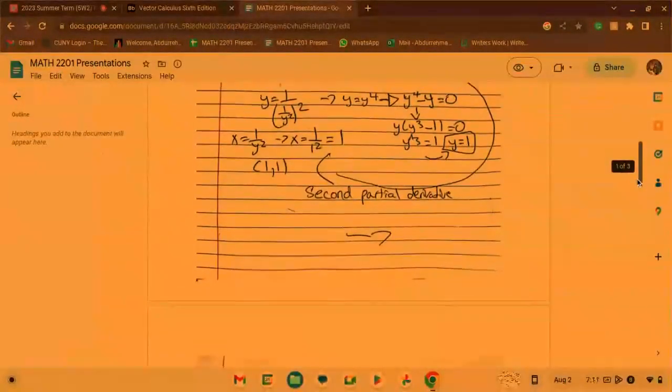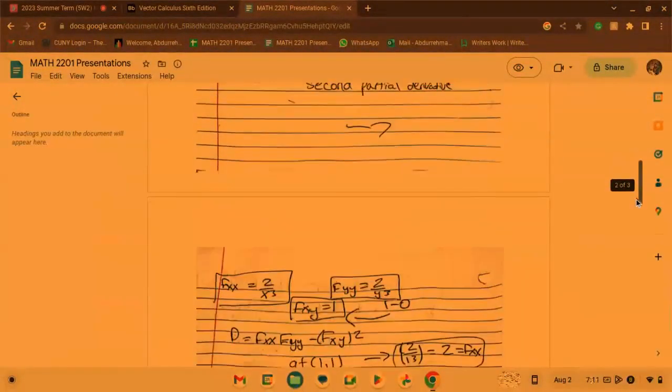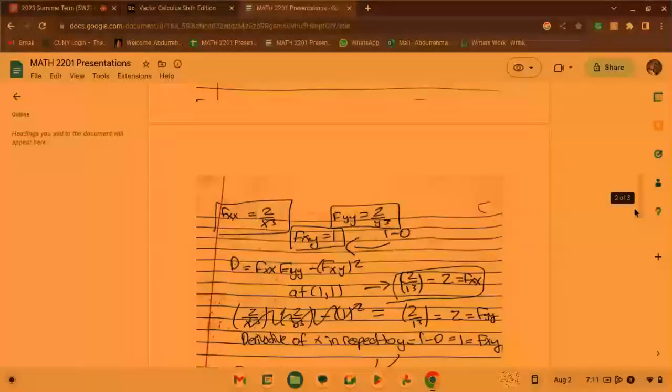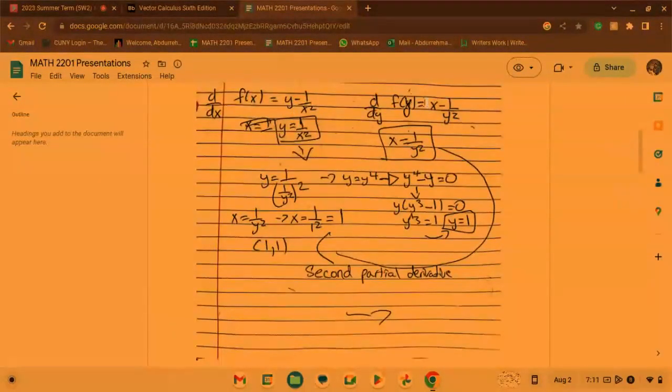So to go into that, we have to do the partial derivative again. It's called the second partial derivative. But now there's an extra step. We also have to do it in terms of x and y both. So we take the partial derivative again, second time. So we take the derivative of these two again.